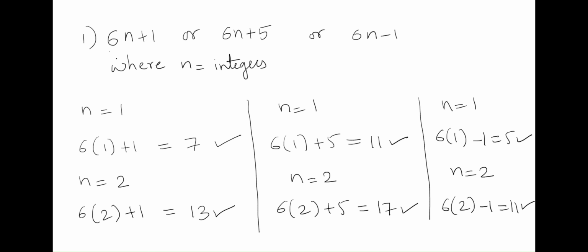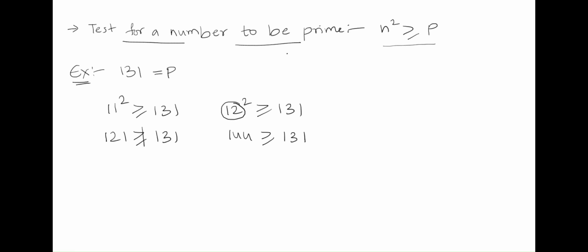So that's why any prime number which is greater than 3 is represented by either 6n plus 1 or 6n plus 5, or 6n minus 1. Test for a number to be a prime. So what condition does it have to satisfy? N square greater than or equal to p.